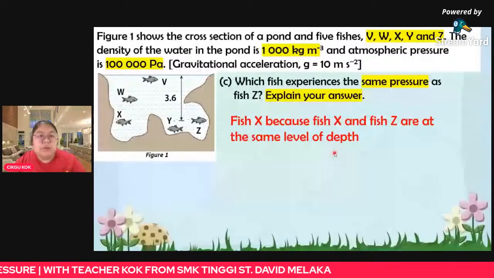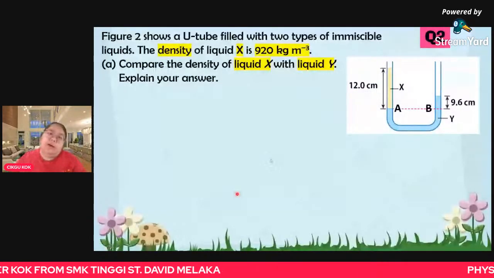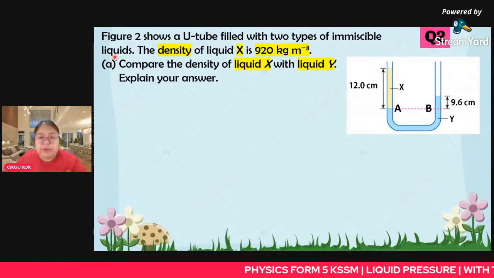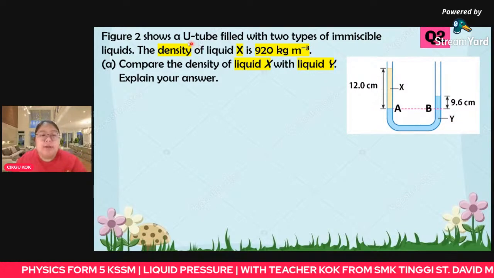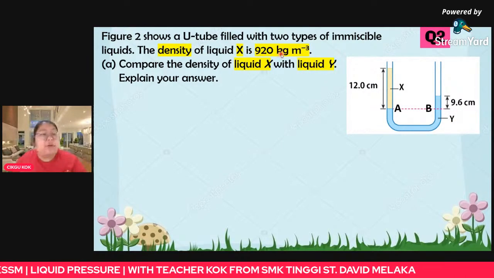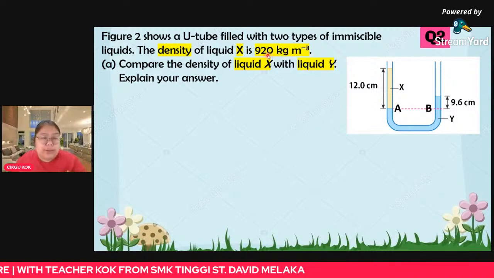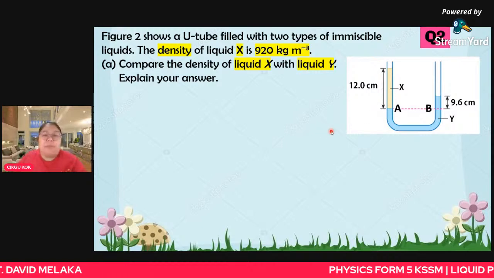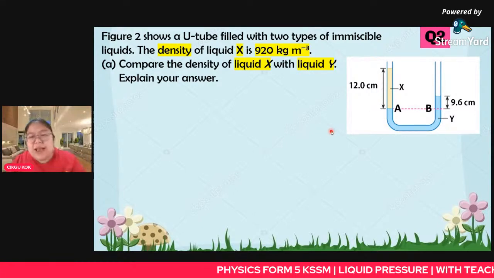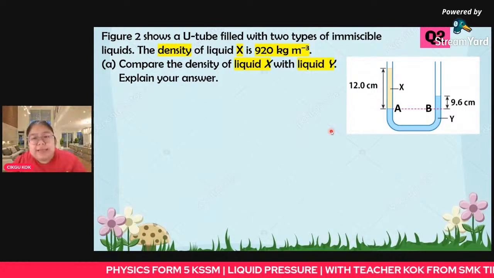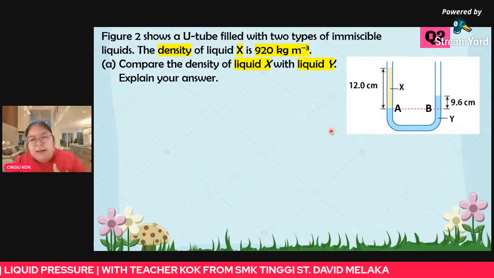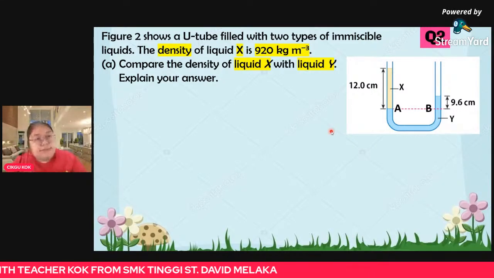Okay, question number 2. They show a U-tube filled with two types of immiscible liquid. One is labeled X, another labeled Y. The question gives you the density for X, 920. Compare the density of X and Y. Which one is denser, X or Y? Which one has the higher density? You see the diagram, then you know already. Which one is denser, which one is less dense?